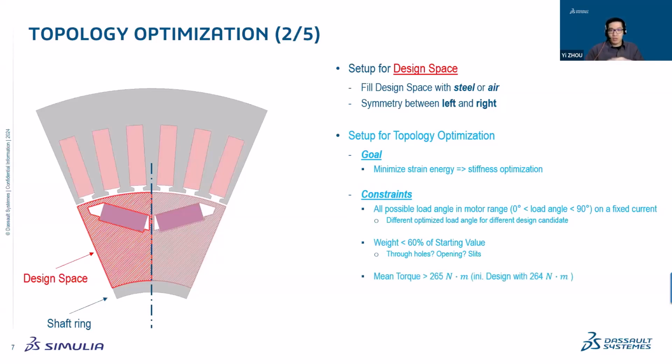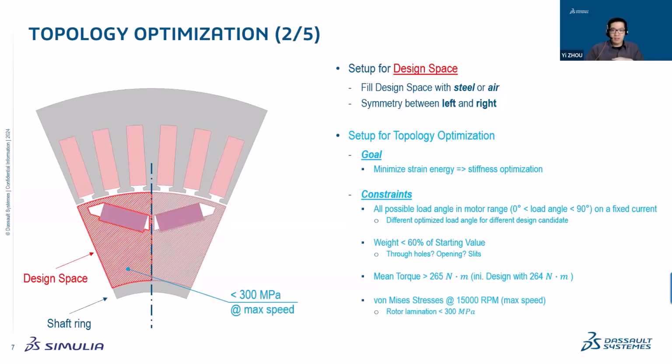And then we reduce the weight, but we also don't want to lose too much of the mean torque. So we can expect maybe a little bit of increase in the torque. The initial design is 264. Maybe for the new design after optimization, we hope it could go beyond 265 Newton meters if it can achieve that.